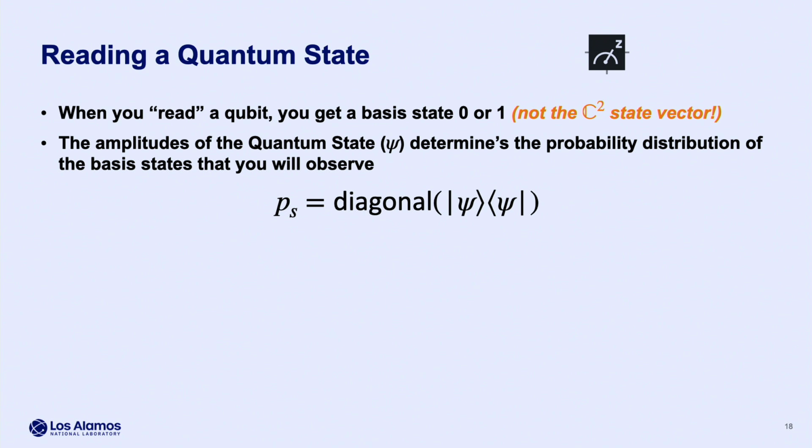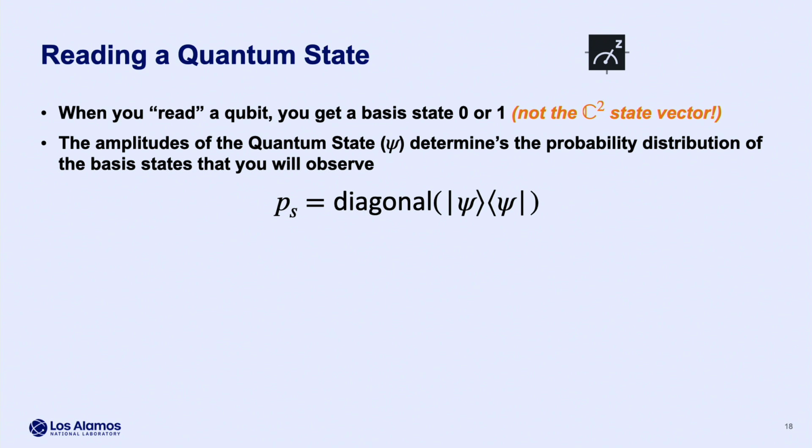Let's talk about reading the quantum state. When you read a qubit, you're going to get a basis state, 0 or 1, not those two complex numbers. That's a big thing. You only see the basis states. It turns out that the amplitudes of the complex numbers determine the probability of which basis state you observe. Let me go slowly through this.